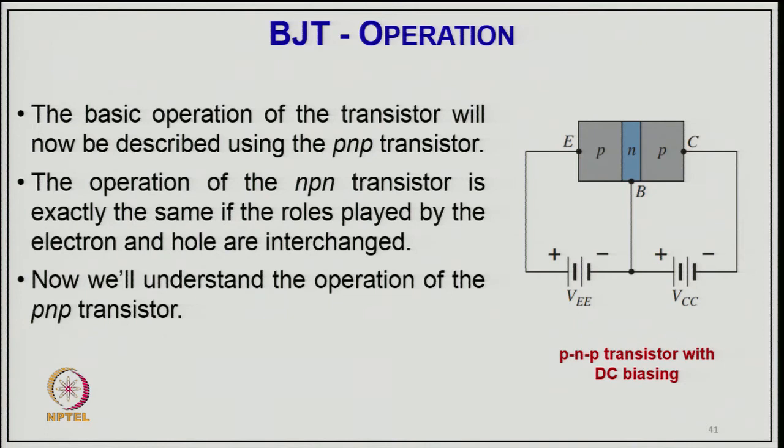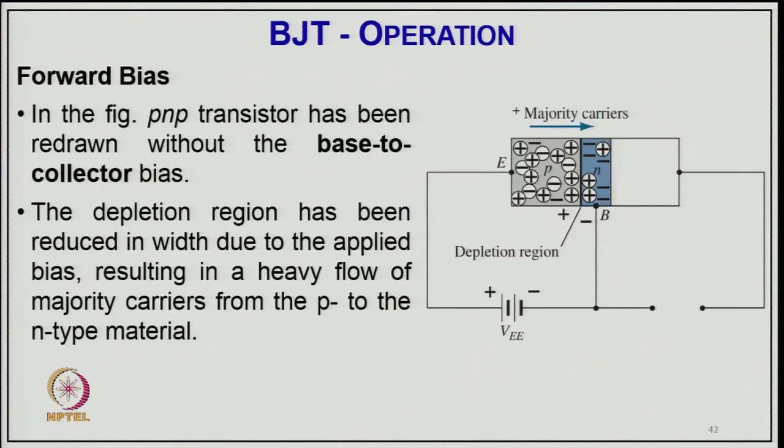So, the basic operation of the transistor will now be described using the PNP transistor. Of course, you can discuss with either of the two, but this is just to explain the operation. The operation of the NPN transistor is exactly the same if the roles played by the electron and hole are interchanged. Now we will understand the operation of the PNP transistor. So, this is a typical PNP transistor, where the emitter to base junction is forward bias, and then the C to B junction is reverse bias.